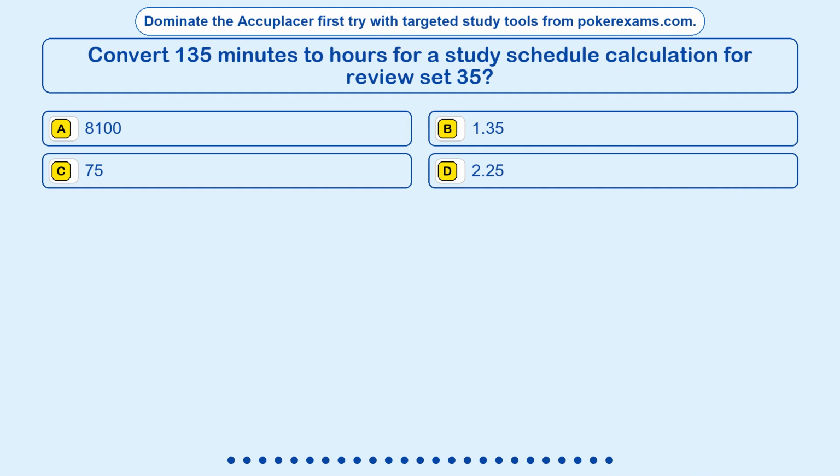Question 6. Convert 135 minutes to hours for a study schedule calculation for review set 35. Option A, 8,100. Option B, 1.35. Option C, 75. Option D, 2.25.